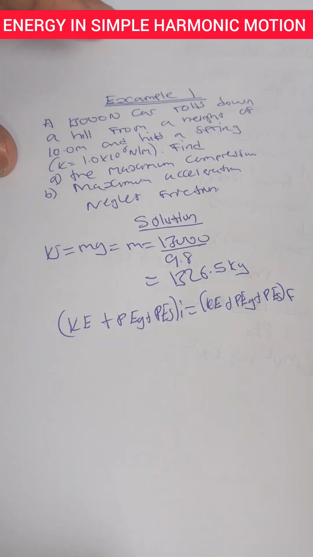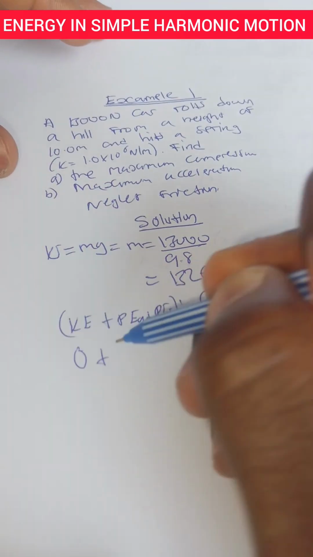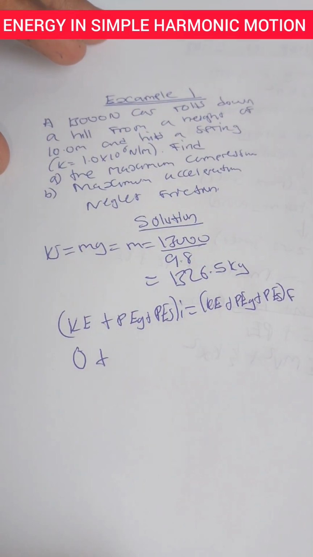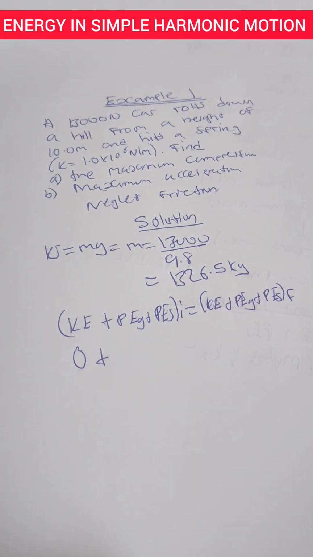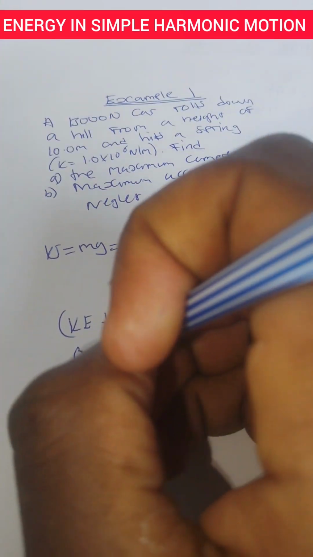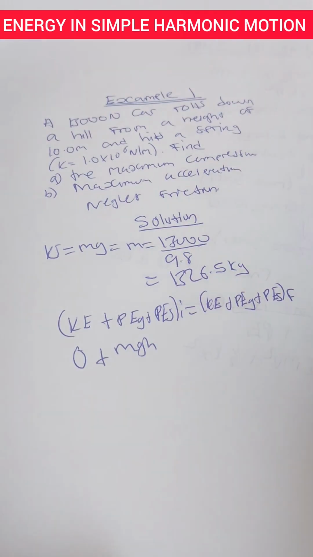So gravitational potential energy has a value, so we put its formula, which is mgh, because it has the height. What about elastic potential energy? At the top of the hill, it hasn't hit the spring yet, so its elastic potential energy is also 0. Same applies for kinetic energy.